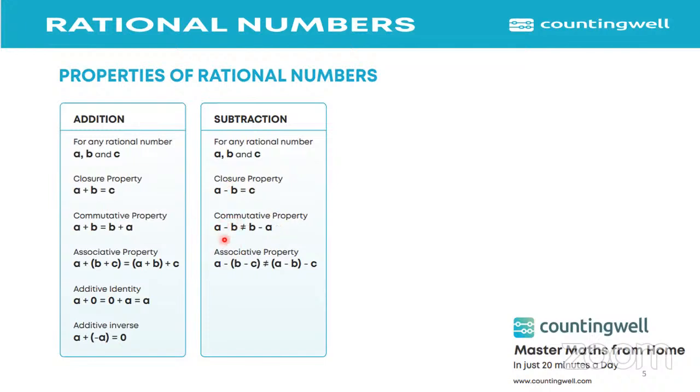When you change the order of subtracting the two rational numbers, we will not get the resulting subtraction as it is. Now for associative property, since commutative property is not true for subtraction of rational numbers, the associative property is also not true, because subtracting b minus c from a is not same as subtracting c from a minus b. I hope this property is clear for all.